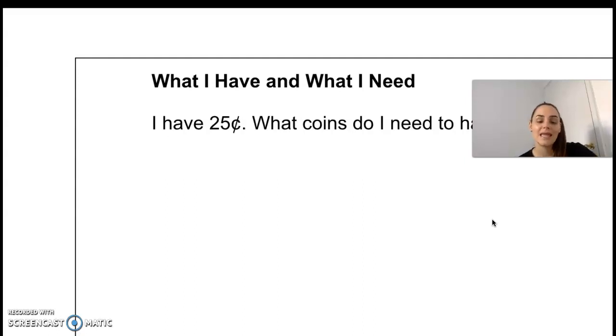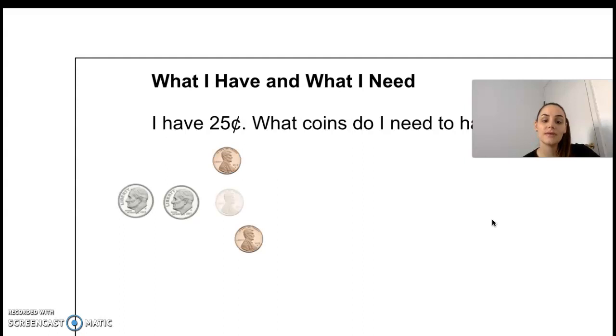For example, in this activity, they are telling us I have 25 cents. What coins do I need to have 36 cents? So the first thing I'm going to do is draw the 25 cents that I currently have, and I use in this opportunity 2 dimes and 5 pennies, okay? 10 plus 10 plus 5 makes 25.